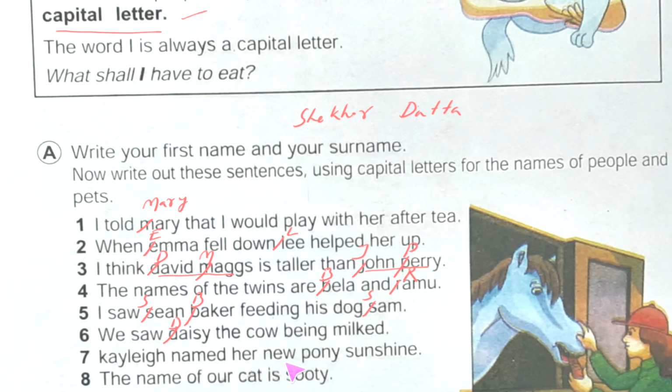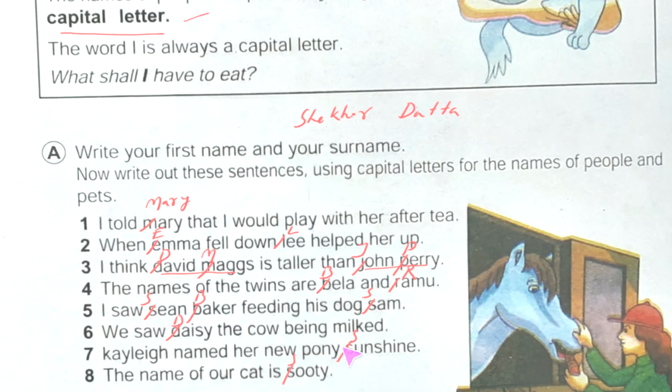Kaylee named her new pony Sunshine. Here Kaylee is the name of a person, so here K will be capital, and she has kept the pony's name, means the pet's name, so Sunshine's S will also be capital. 8 number, the name of our cat is Suti. Here the pet's name is Suti, so S will be capital. I think you have understood this exercise.